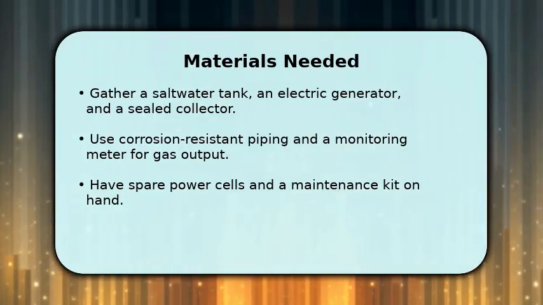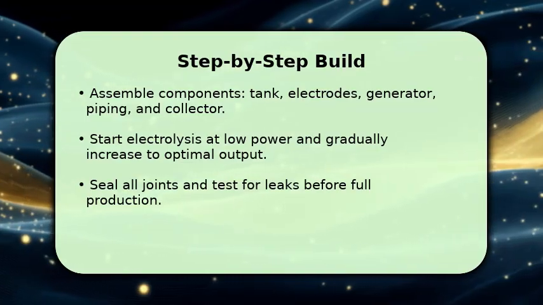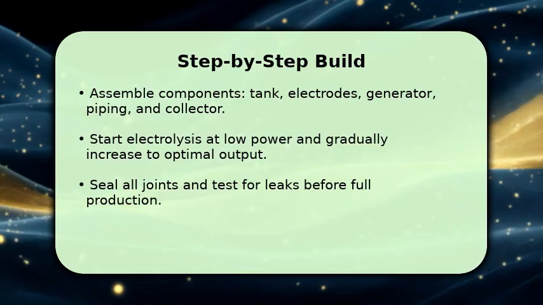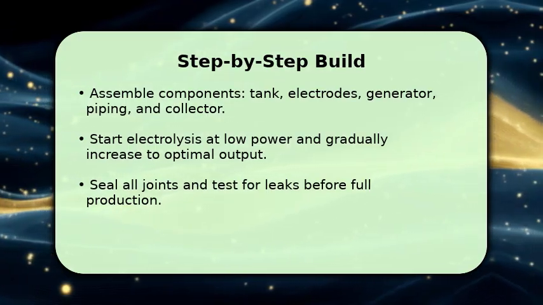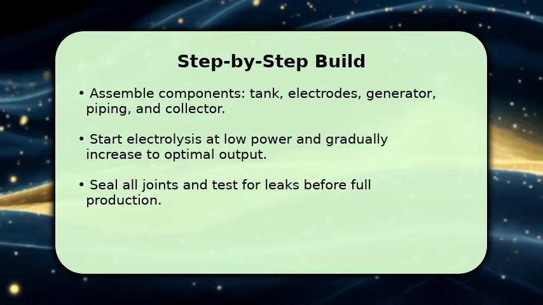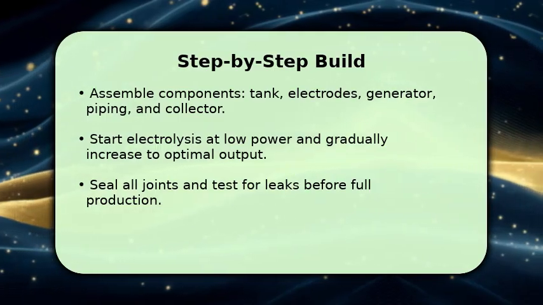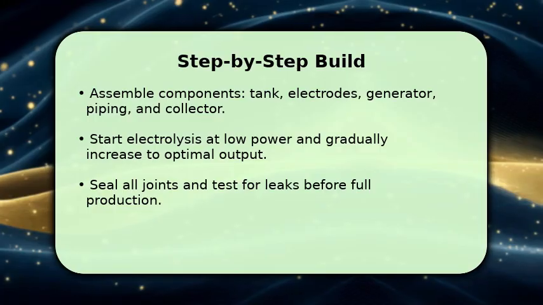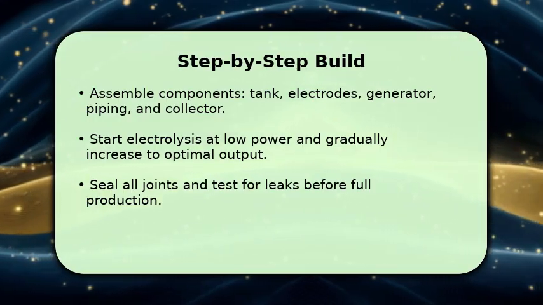Begin assembly by mounting the electrodes inside the tank and routing piping to the sealed collector. Connect the generator and start electrolysis at low power, then slowly raise output while watching the meter. Seal each joint carefully and run a short test to detect leaks or instability. If bubbles form irregularly, reduce power and recheck connections. Once production is steady, log settings and schedule routine checks to keep chlorine.